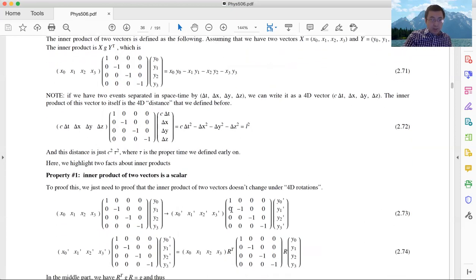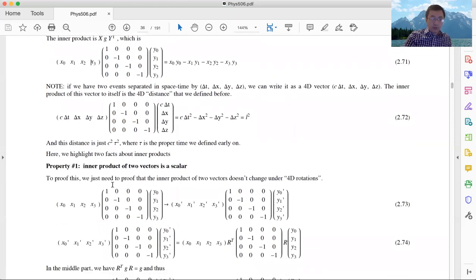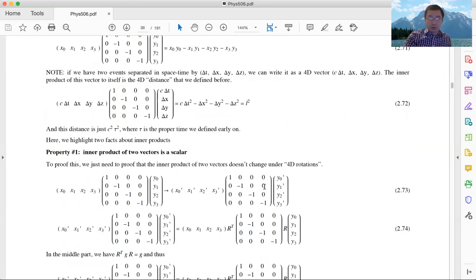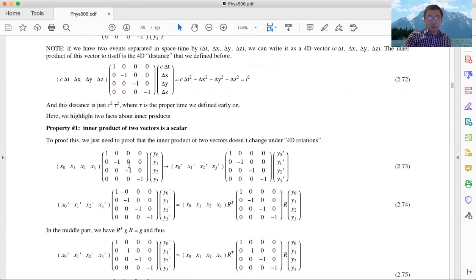And so the most important property, or the first property of inner product I already mentioned: if you have two vectors and we compute the inner product, it's a scalar. Okay, so here is a detailed proof. To prove that, we just need to do the transformation. Suppose these are x and y components in one reference frame. Now let's go to a different reference frame. In a different reference frame, y becomes y prime, x becomes x prime.